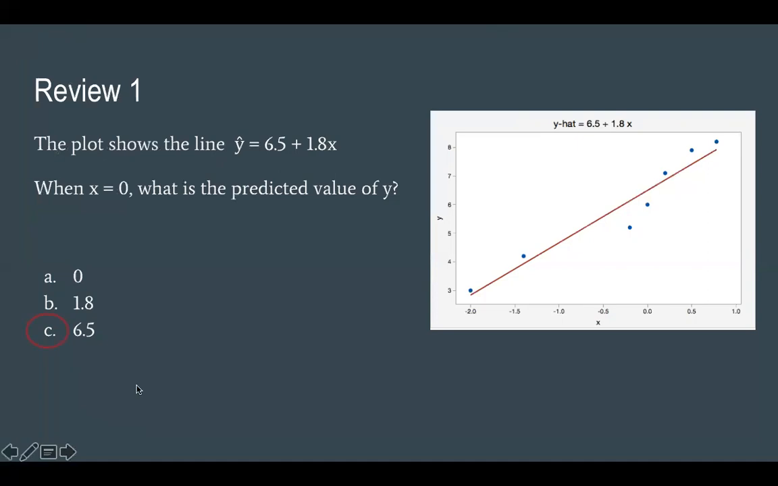All right, yeah, so our answer here is C, good job. Really there's two ways to find this. If you can identify in the equation where the y-intercept is, which is 6.5, then you would automatically know the answer. But if you weren't really familiar with that, you could just plug in 0 for the x value, and that would ultimately give you your answer of 6.5.